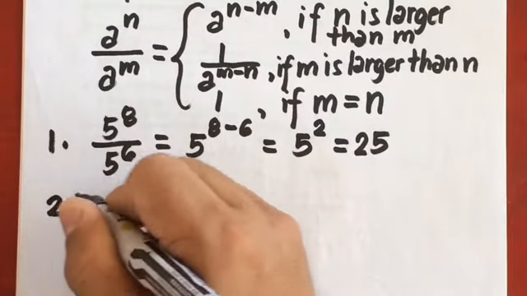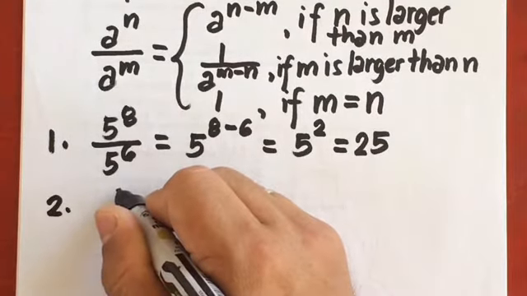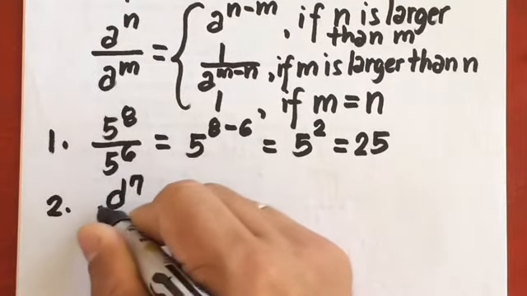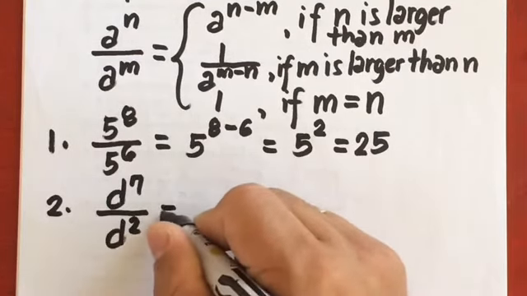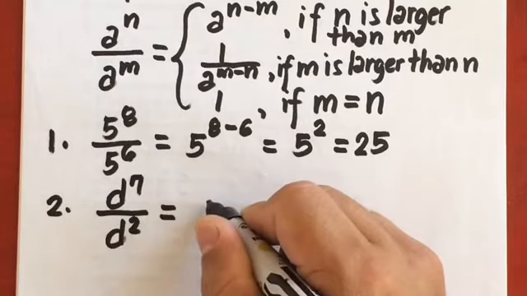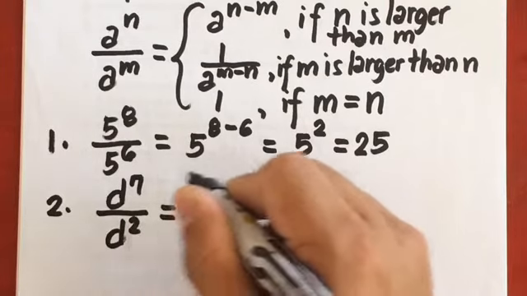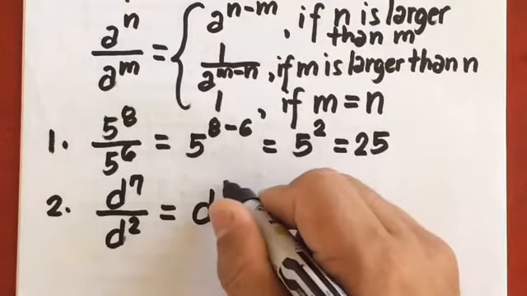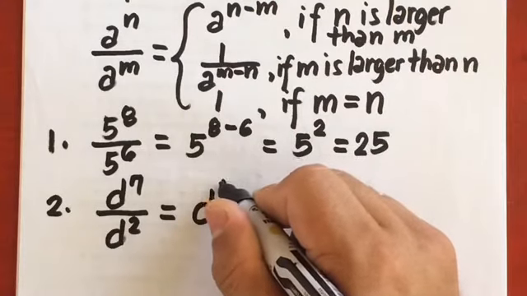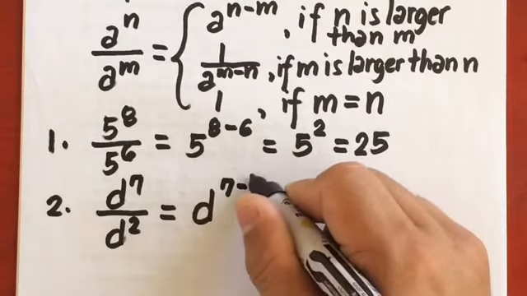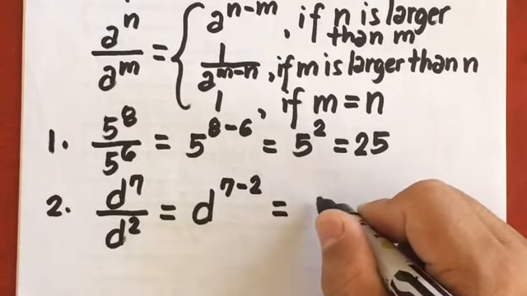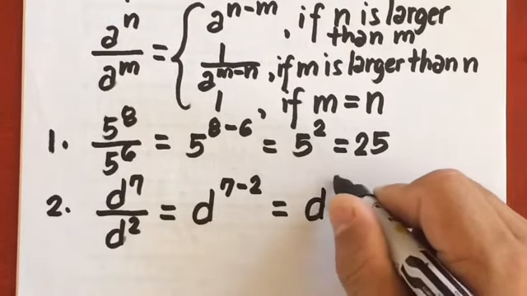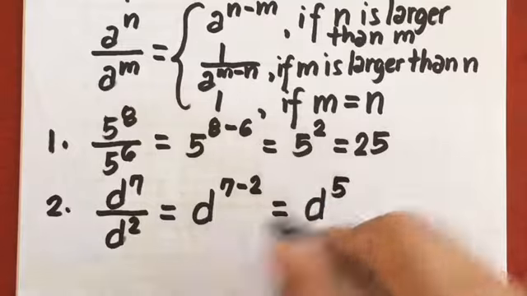Another example, let's have d to the power of 7 divided by d squared. So we're going to copy the base d, then subtract the exponents, the same as number 1. 7 minus 2 is equivalent to 5. So we're going to have d to the power of 5.